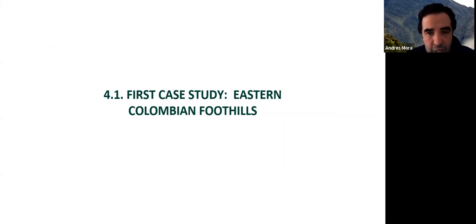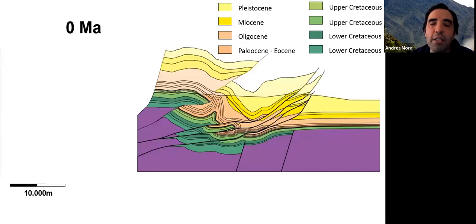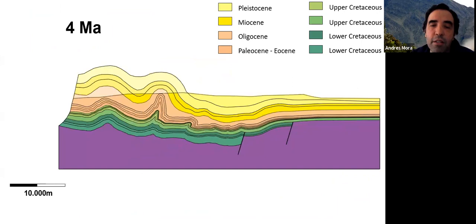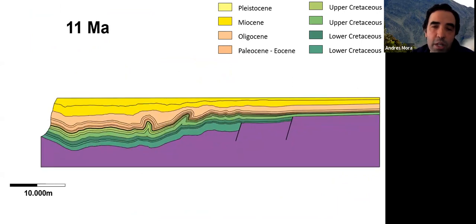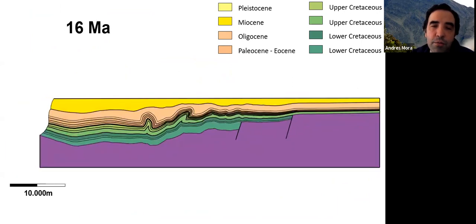So if we see the first case study testing this behavior in the Eastern Colombian foothills, we have this cross section from the Eastern foothills with the progression of events that we have seen before. For example, we see here the detachment faults.